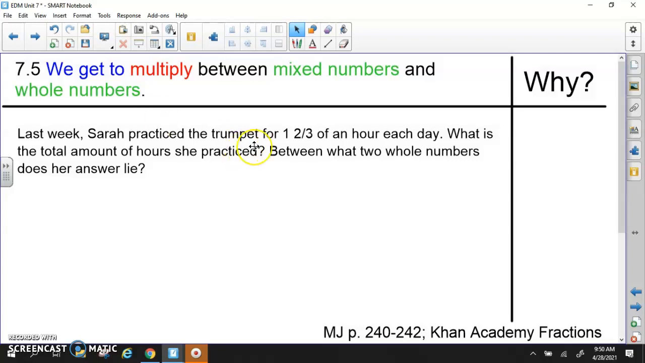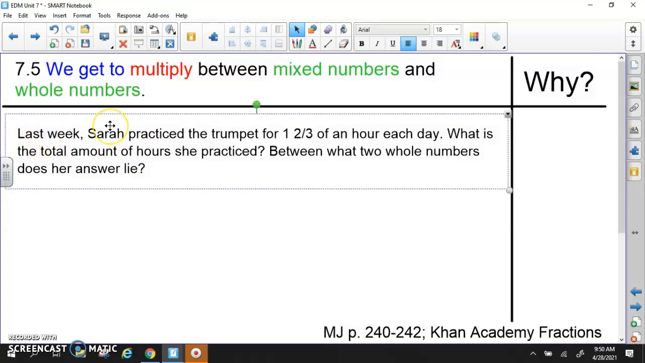I have an example here. So you're going to see something like this. Last week, Sarah practiced the trumpet for 1 2/3 of an hour each day. What is the total amount of hours she practiced? And in between what two whole numbers does the answer lie is the other question.